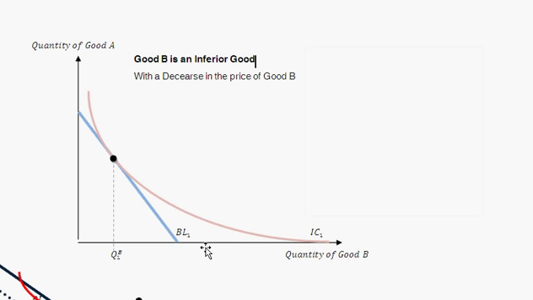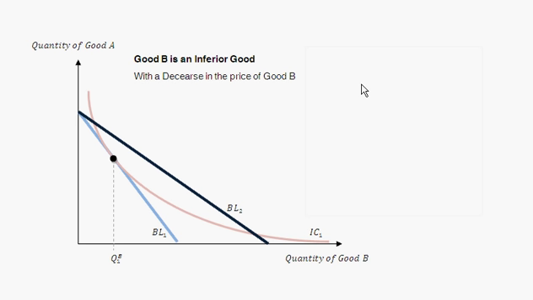Where is the new budget line going to intersect the horizontal axis over here? Because there's a decrease in the price of good B, that means the budget line is going to end somewhere over here. Great. So we've got our new budget line here, given the decrease in the price of good B. So now where is the indifference curve? What's the new optimal consumption bundle?